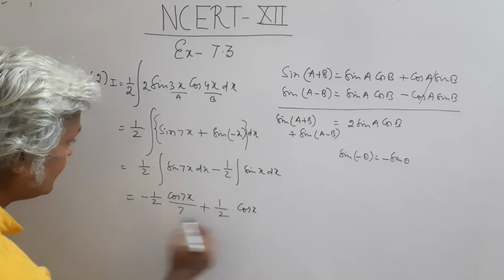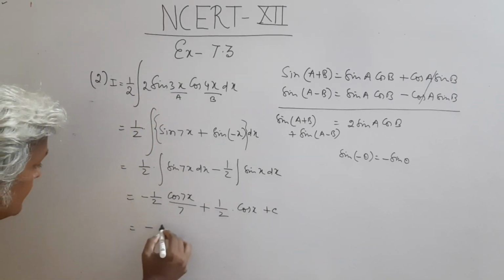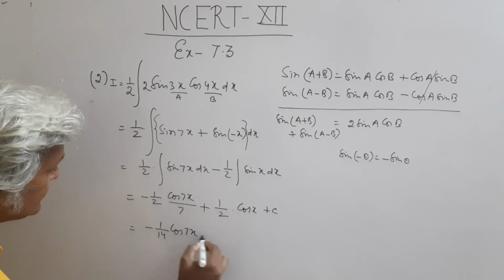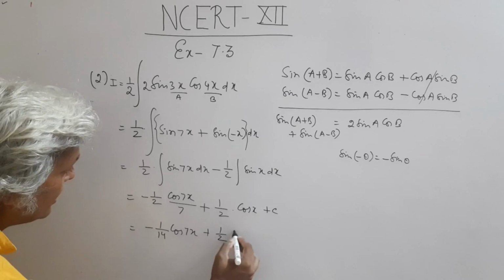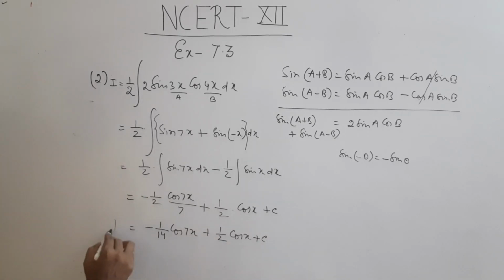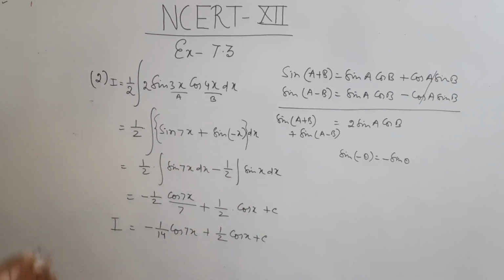So the final answer here, where c is the constant of integration, is minus 1 over 14 cos 7x plus 1 over 2 cos x plus c, and this is your I. So this is the solution for this particular question. Now I'll go for question number 3.